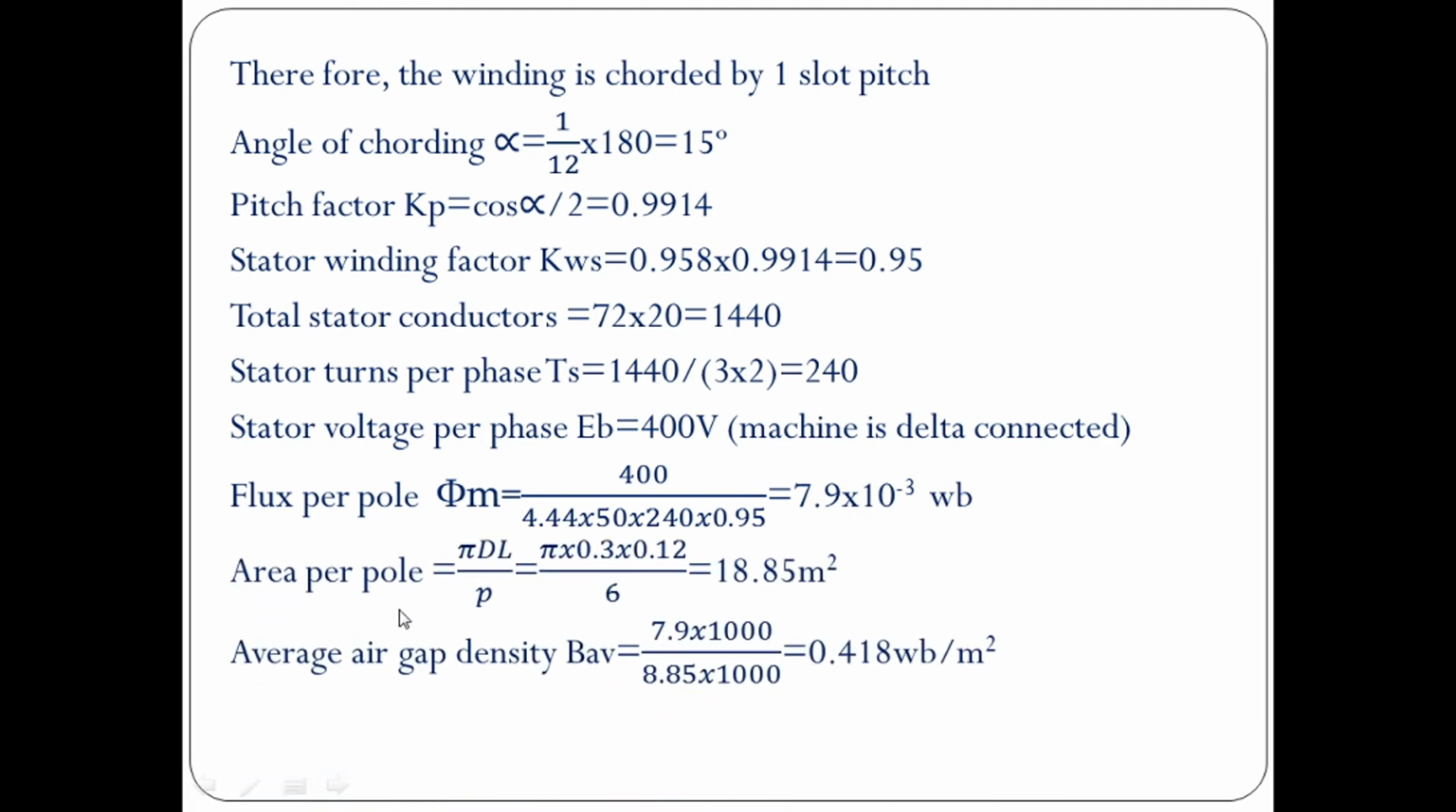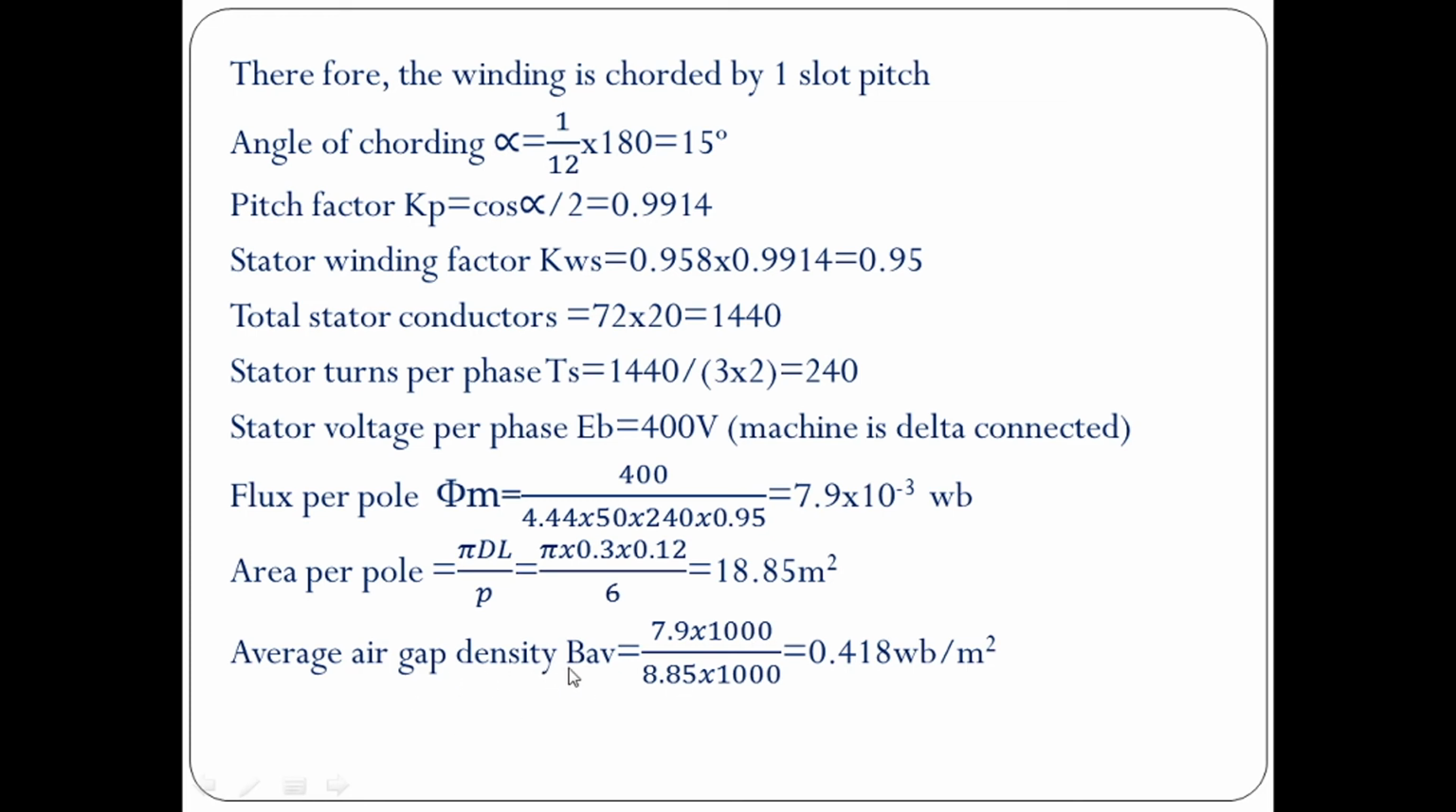So area per pole is pi D L by P. So pi into D, the stator bore diameter is 0.3, and the length is 0.12. So pi D L divided by P, where P is equal to 6. So you will be getting area per pole as 18.85 into 10 to the power minus 3 meter square.